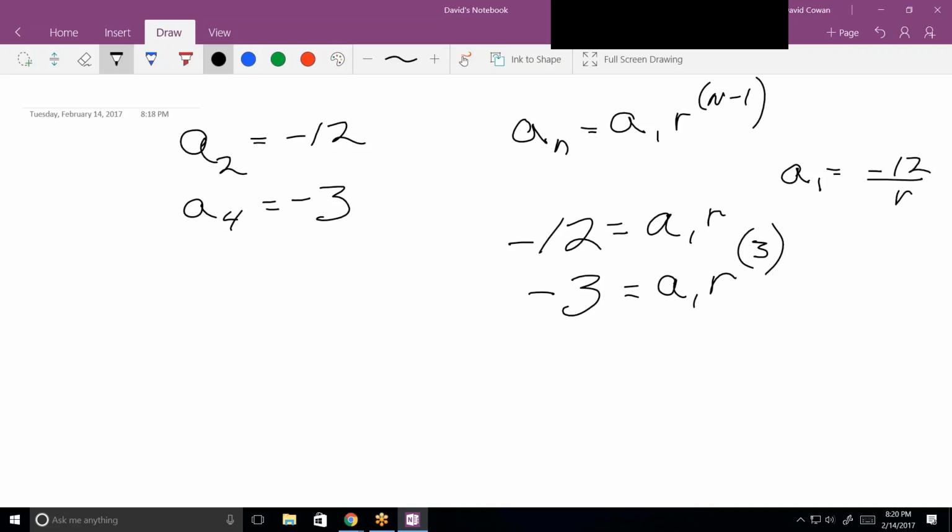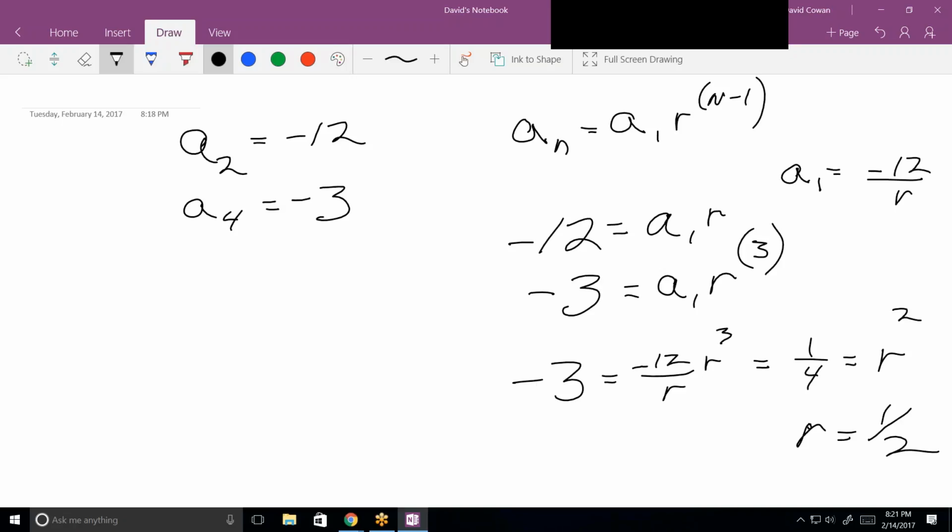Now that makes the second one, minus 3 equals, instead of A sub 1, it's minus 12 divided by R, all times R to the third, which makes r squared equal 1/4. Positive 1/4, meaning r is 1/2. If you didn't understand every step that I took there, let me know. That's equation 1, that's equation 2.